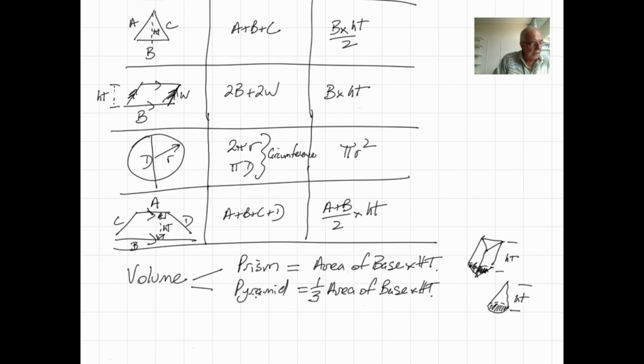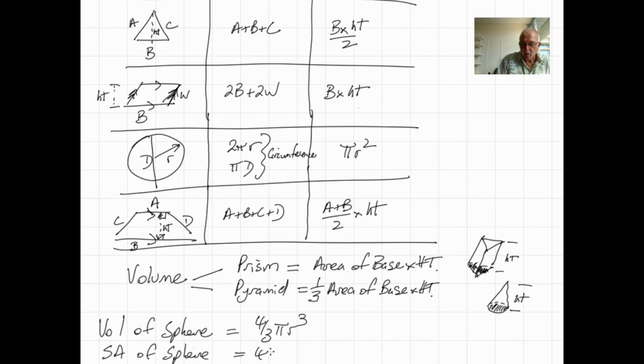So volume, there are two volumes. The volume of a sphere is an anomaly to this, it does not come into that category. It's 4/3 pi times the radius cubed, and the surface area of a sphere is equal to 4 pi r squared.